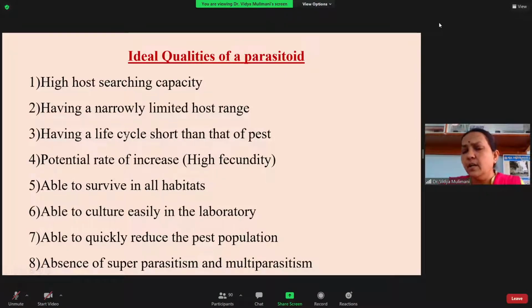In many exams you get this question: write the ideal qualities of a parasitoid. You have to select a parasitoid which has good host searching ability, a narrow host range, and a short life cycle, amenable to mass multiplication in the laboratory. It should have high fecundity, reduce the population at a faster rate, and super and multiparasitism should be absent.